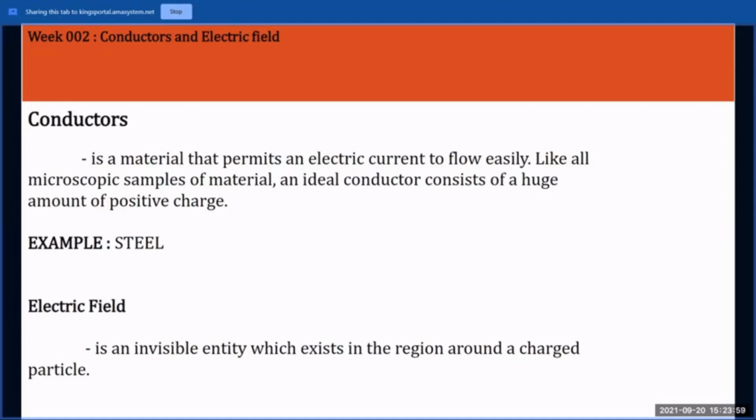And electric field, by definition, is an invisible entity which exists in the region around a charged particle. So we produce electric field, no? So nagkakaroon tayo ng electric field once that there is a charged particle. And this electric field is being optimized in electricity. Okay? So electric field is produced.